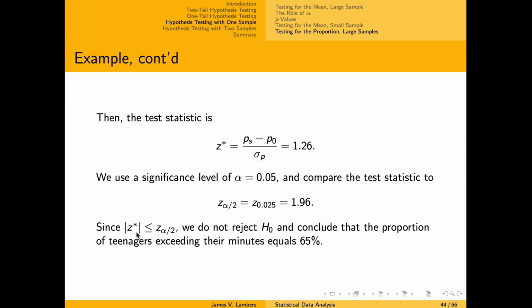Since the absolute value of z star is sufficiently small, meaning that the sample proportion is sufficiently close to the hypothesis value, we do not reject H0, so our conclusion is that there is not enough evidence to support the claim that the proportion is not 65%.